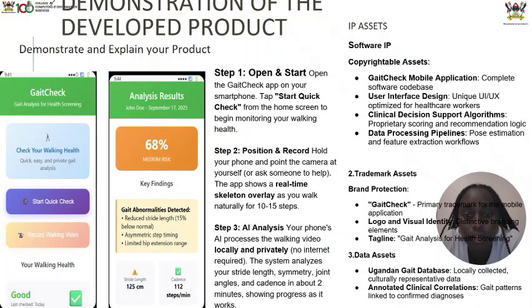And then our data sets. We're going to have a Ugandan gait database, which is locally collected. And we'll have annotated clinical correlations, where gait patterns are linked to confirmed diagnosis.